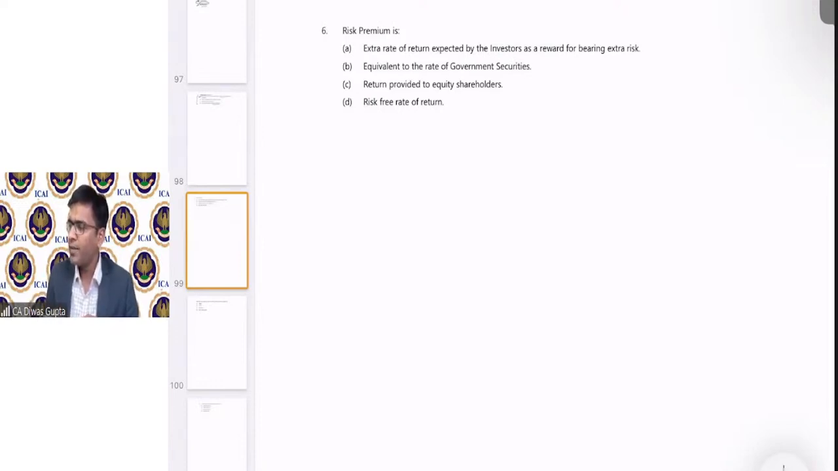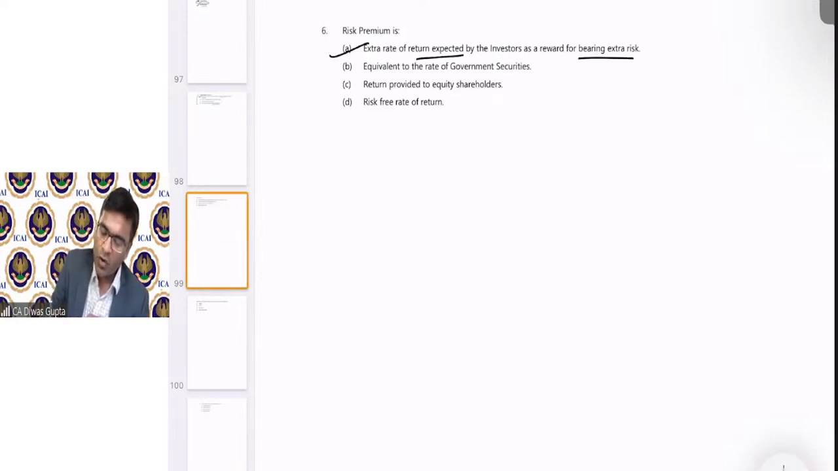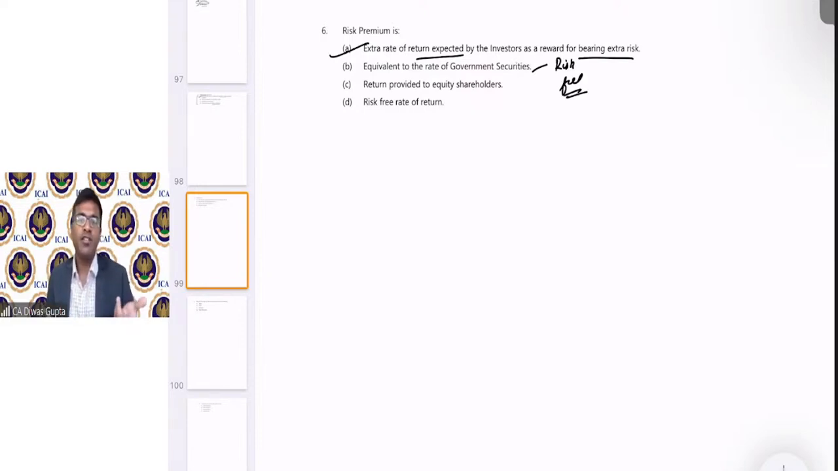Yes, I think Robin, Devansh, Suraj, Mansha, all of you have answered, and it is correct only. So risk premium is the extra rate of return expected by the investor as a reward for bearing extra risk. Because generally government securities are also a risk-free rate of return, because there is no risk. While you invest with the government securities, there is no risk. Risk-free rate of return is already risk-free.